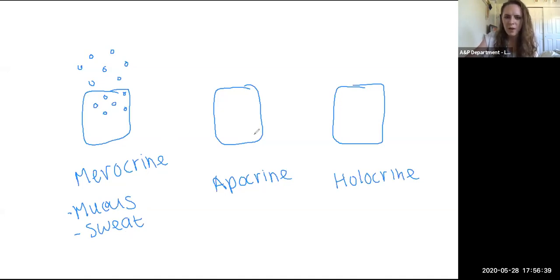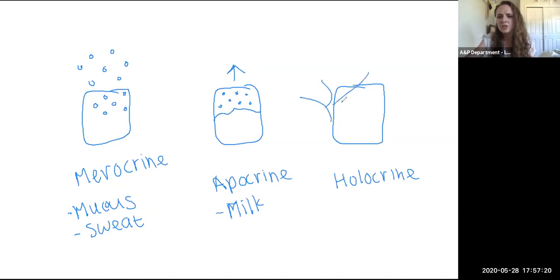Apocrine, I like to think of this as popcorn. A portion of this cell is going to pop off. Apocrine is when the piece of the cell that has little vesicles in it pops off the rest of the cell. Merocrine, little vesicles are secreted. Apocrine is when the top portion pops off. And this is going to be found with our milk production.